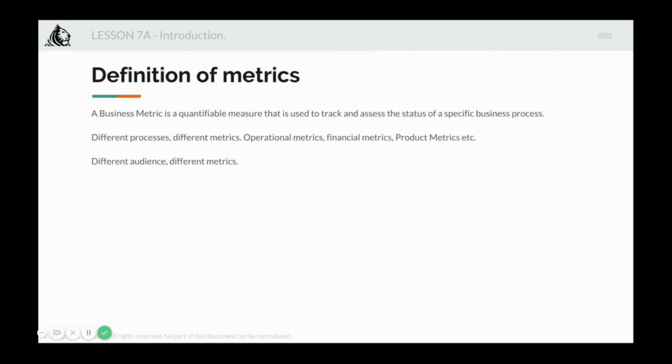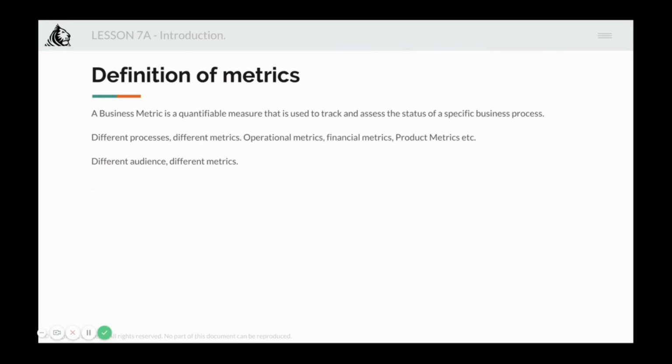So a business metric is a quantifiable measure that is used to track and assess the status of a specific business process. It's important to note that business metrics should be employed to address key audiences surrounding a business, such as investors, customers, and different types of employees, such as executives and middle managers. Every area of business has specific performance metrics that should be monitored. Marketers track marketing and social media metrics such as campaign and program statistics. Sales team monitors sales performance metrics such as new opportunities and leads. And executives look at big picture financial metrics.